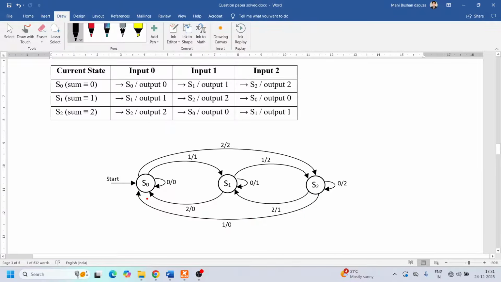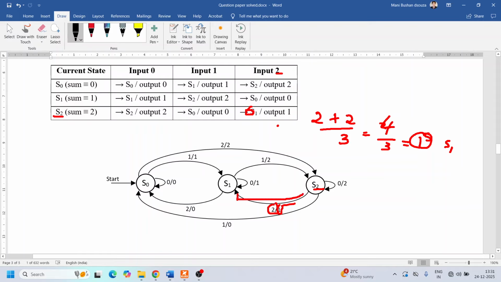Now let us look at the next option. You are in the S2 state, you give 2 to this one. So what is the meaning of that? Current sum is 2. For this you add 2. 2 plus 2 divided by 3. That is 4 divided by 3. 3 goes one time. 1 is the remainder. So that means you will go back to the S1 state. Here you are in the S2 state, you give 2 as an input, and you will come back to this S1 state, and this is indicated by this arrow.